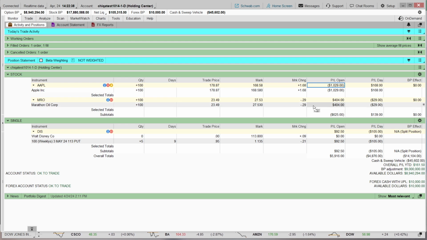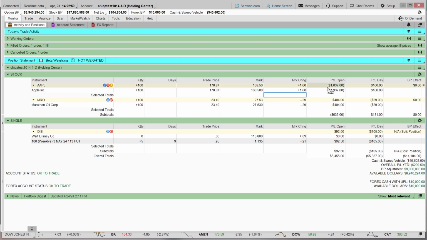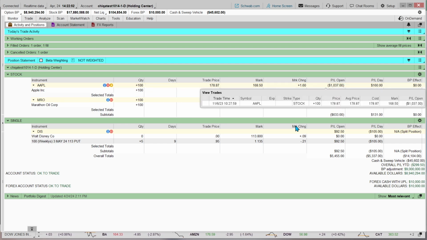Looks like on Marathon Oil, we entered this trade back on February 22nd of '24 at a price of $23.49. It looks like today it closed at $27.53. Let's come back up here to Apple for just a second, because I want to identify our trade date on Apple: November 6th of 2023, with an average price of $178.87. It closed today at $168.50.